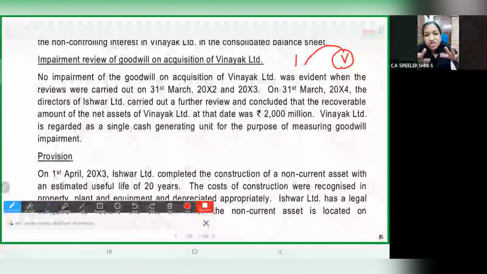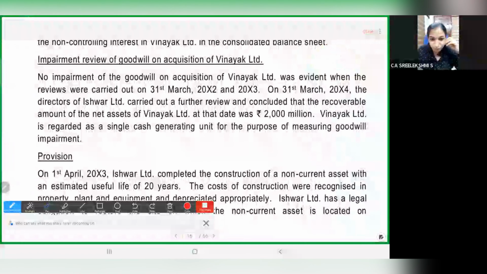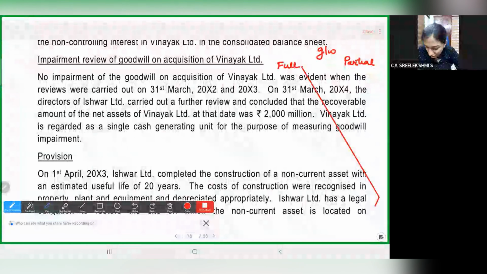But if it is not performing up to that, then you have to write off that goodwill. So what should I do? Impairment test. To test impairment, as per Ind-AS 36, you have to check whether the goodwill is full goodwill or partial goodwill. So what do you mean by full goodwill and partial goodwill?